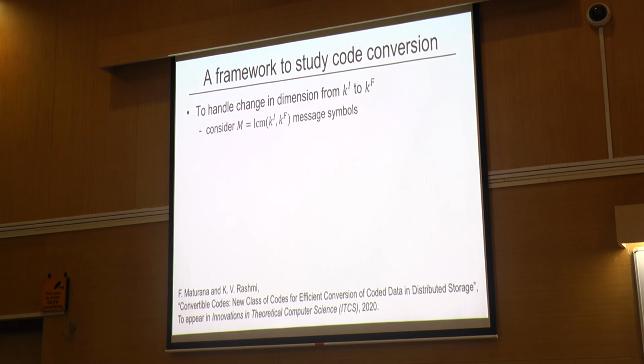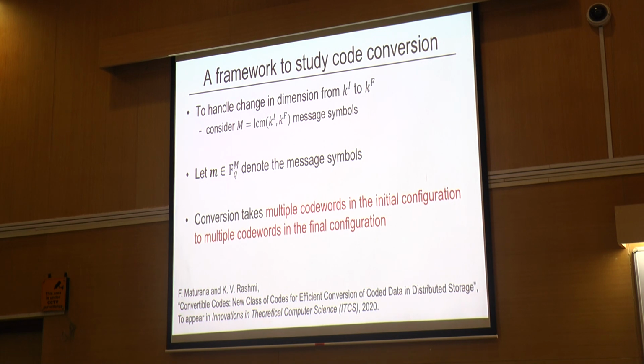Okay, and as I mentioned earlier, we need to be able to handle changes in this parameter k, right? So we are going from kI to kF. And since we have to consider the same amount of information, or message symbols, we handle it by considering the LCM of kI and kF message symbols. So using these LCM of kI and kF message symbols, we will be able to handle the same number of message symbols in both the initial configuration and the final configuration. Okay, so let M denote this message vector, which is of size LCM of kI and kF.